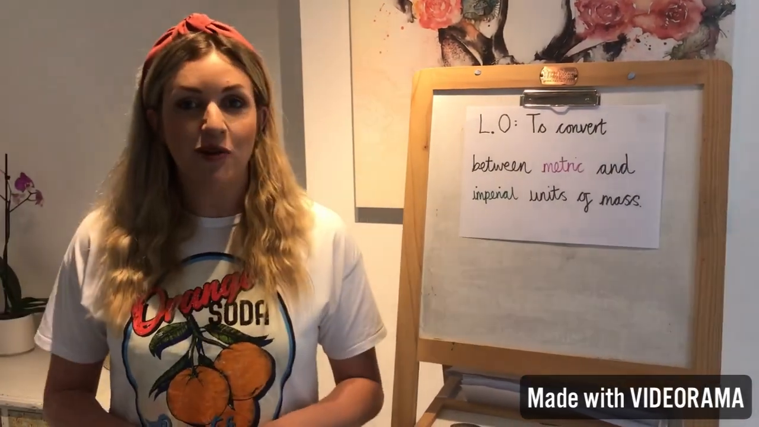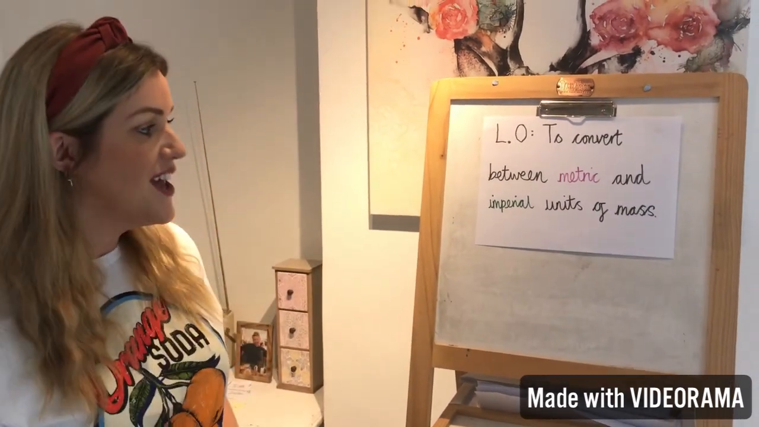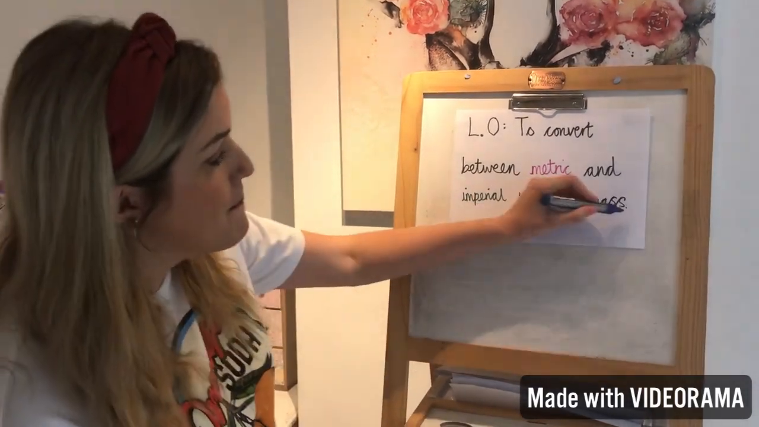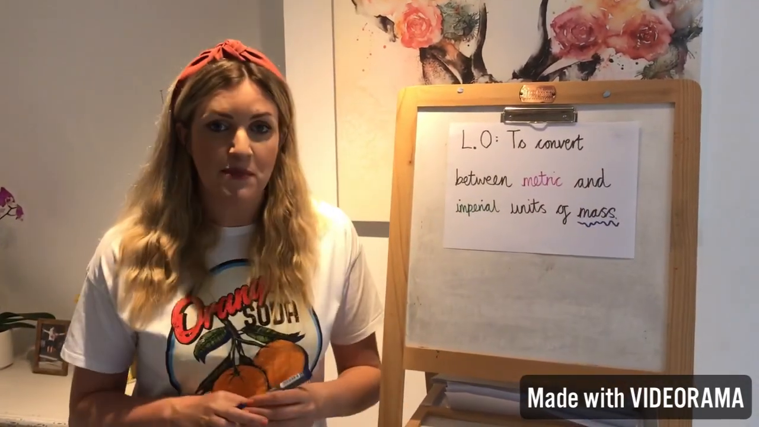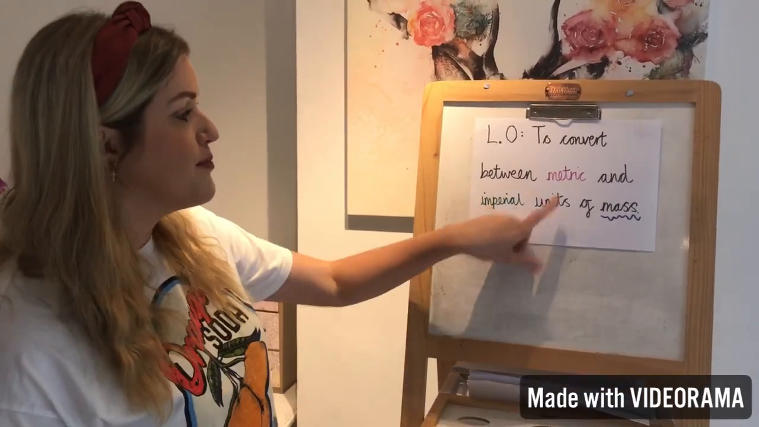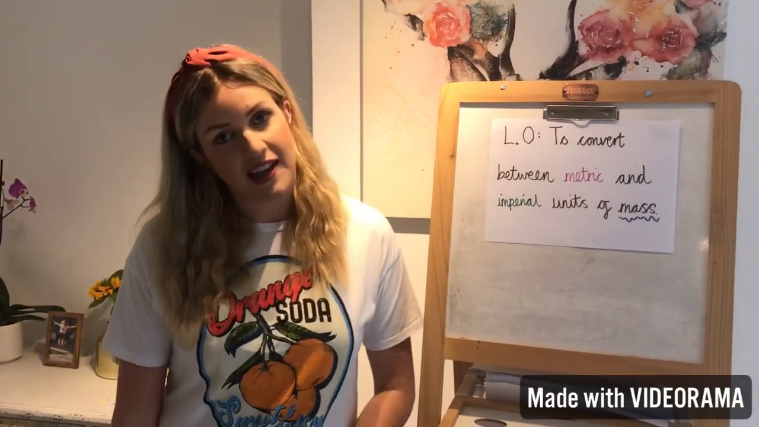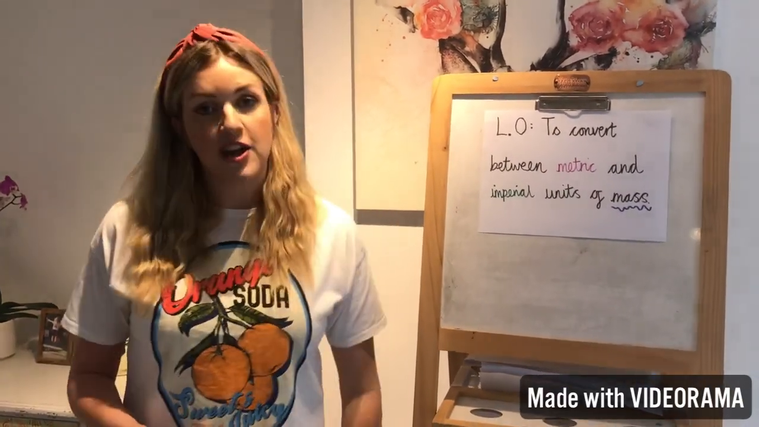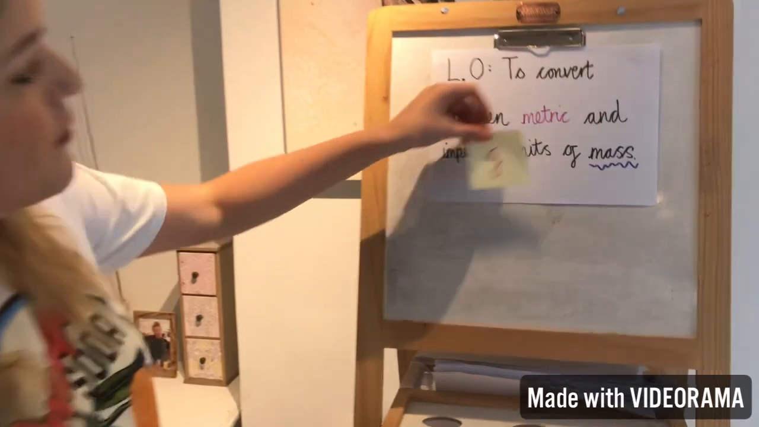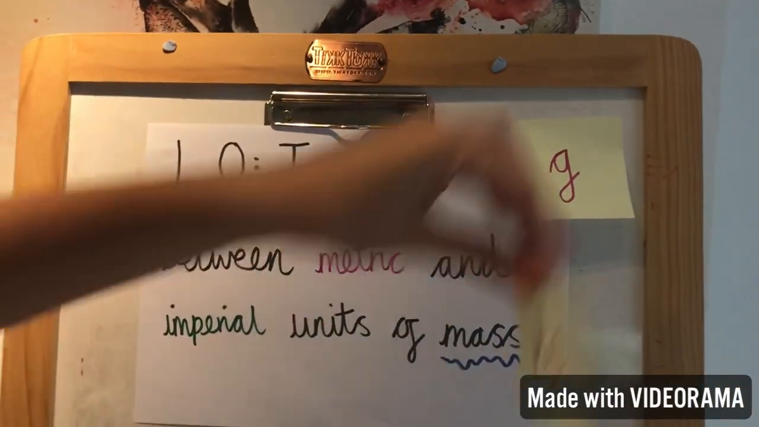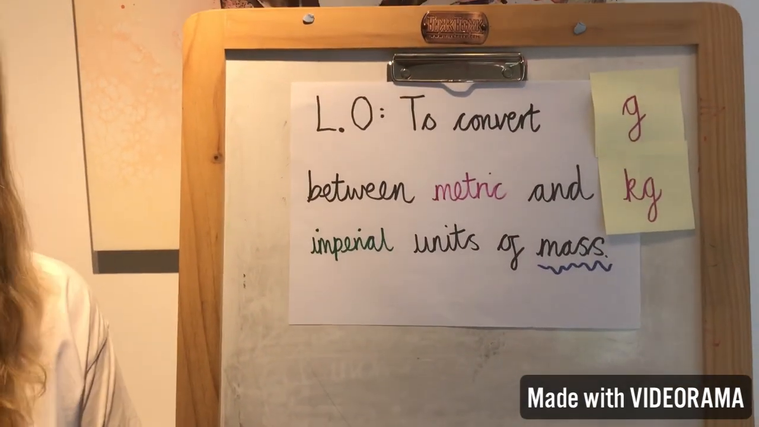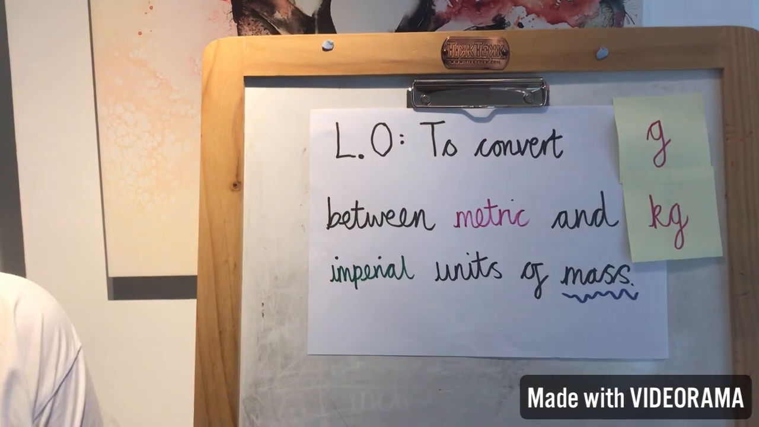We are continuing with converting units of measure today, but this time we're moving on from length and we're focusing on mass. So hopefully you remember that mass means the weight of something, how heavy something is. And then we've got our metric and imperial units again. So our metric units of measure are ones that we're quite used to. Okay, we've got our grams, we've got our kilograms, and then imperial, these will be the ones that you've probably heard of, but you might not have used.